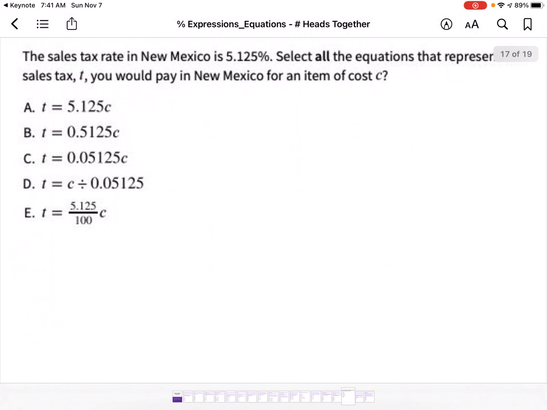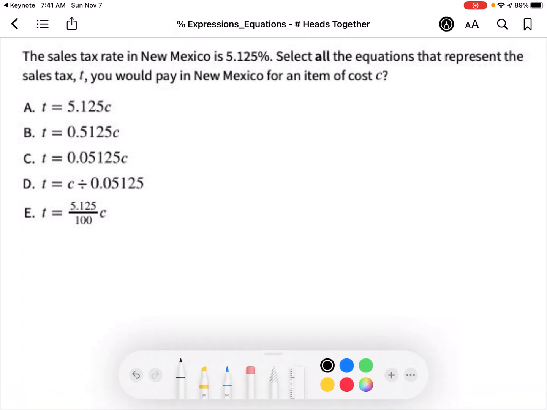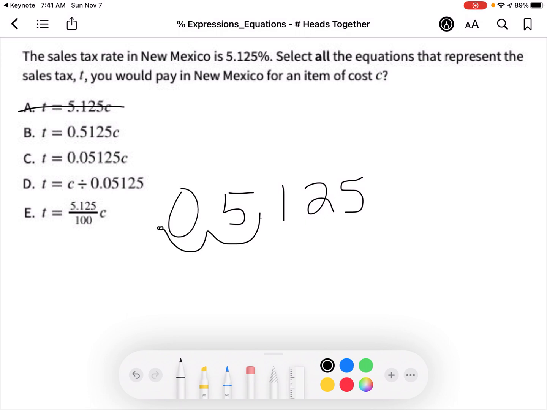The sales tax rate in New Mexico is 5.125%. Select all the expressions that would represent the sales tax you would pay in New Mexico for the cost of an item. Okay, well remember, if I have a percent, I have to change it to a decimal first. So it can't be A. B is good. Okay, so now I've got C can't be right because, oh wait, no, B can't be right, because it didn't go over. There we go. So now I'm stuck between D and E.